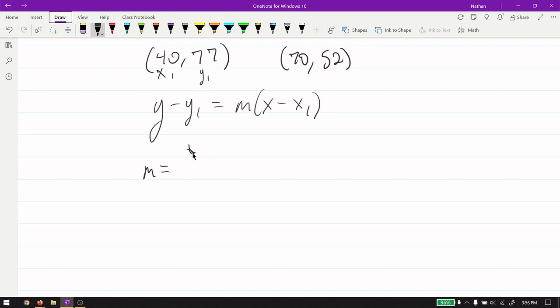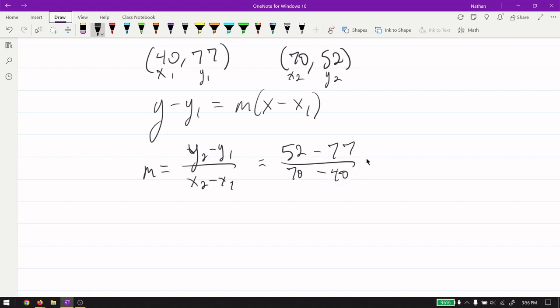We have to know what m is, though, and m is going to be the slope. The slope is going to be y2 minus y1 over x2 minus x1. So we need 2 points for this. So I'm going to name this one x2, y2. And now I can find the slope. Just plug the things in. So y2 is 52, y1 is 77, x2 is 70, and x1 is 40. So calculating this, we're going to get negative 25 over 30, or negative 5/6.